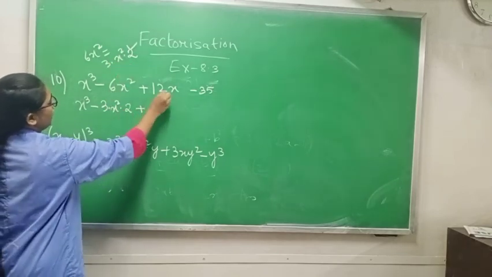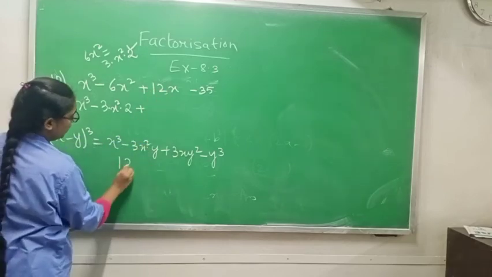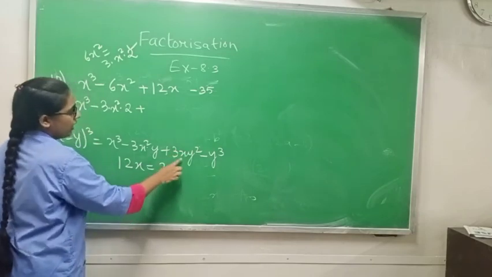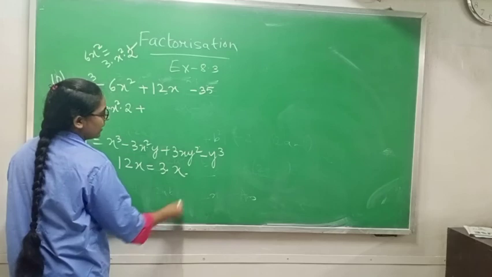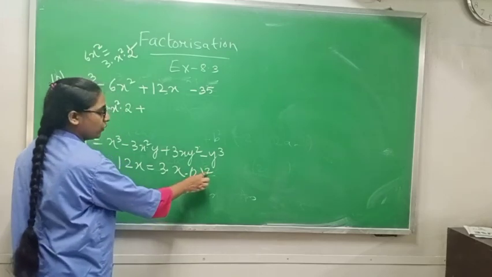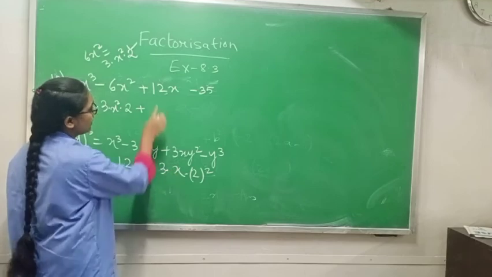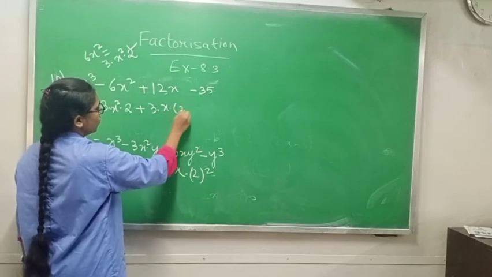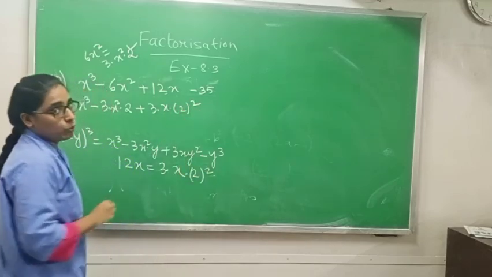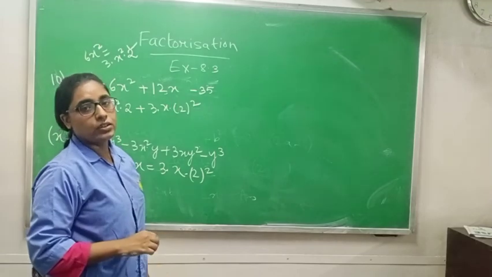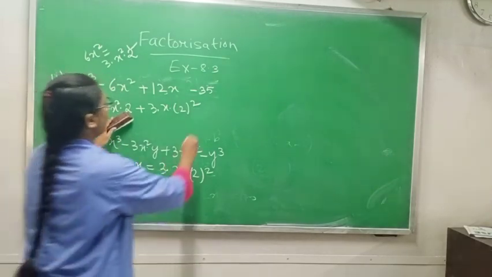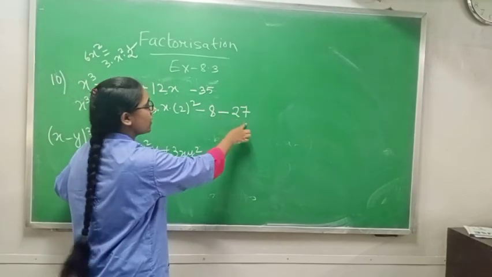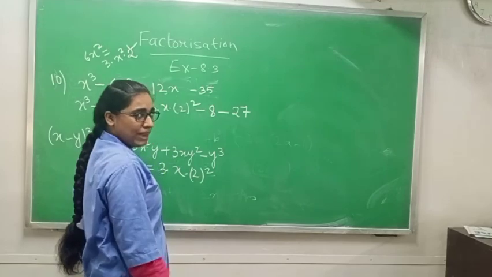Now again if I break 12x in terms of 3xy square, so 3, x is x only and y square means 2 square. Now 2 twos are 4, 4 into 3 is 12, 12 into x is 12x. So I am writing 3 into x into 2 square, but we don't have minus y cube, so we have to break this one to make minus y cube. Y value is 2. If I write minus 8 and minus 27, minus plus 27 and 8 will add up, will give you 35 minus 35.